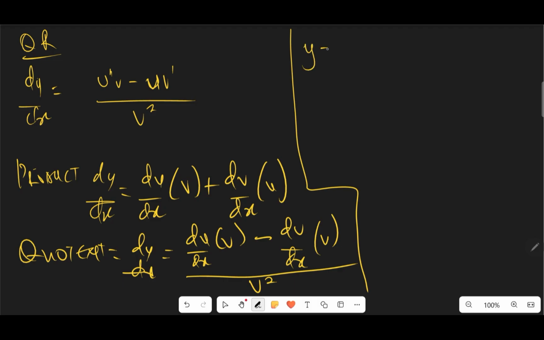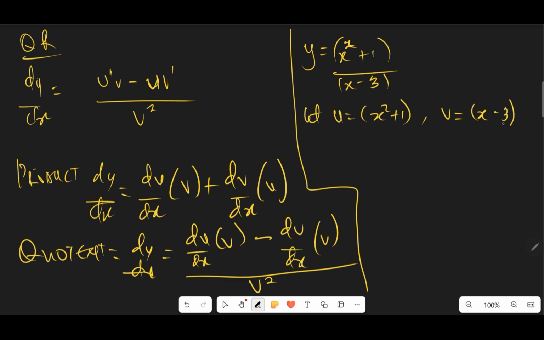Now let's pick a question and see how it will be done. We have y equal to x squared plus 1 in a bracket all over x minus 3 also in a bracket. We have to differentiate this. We can't just differentiate it directly like that, so we are going to introduce u and v. Let u be equal to x squared plus 1 and v be equal to x minus 3.